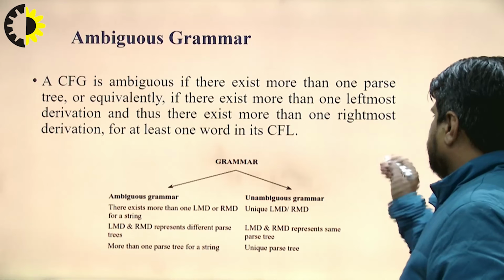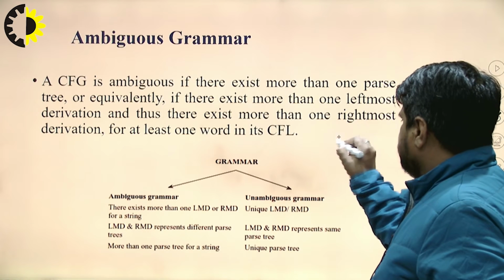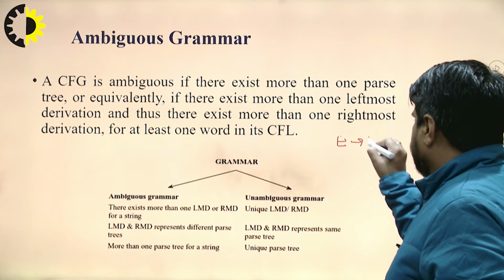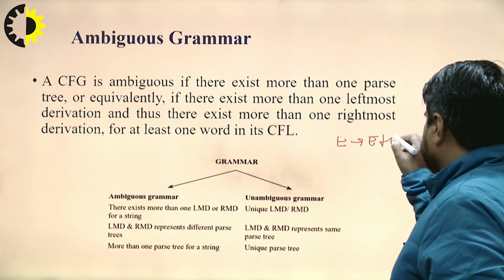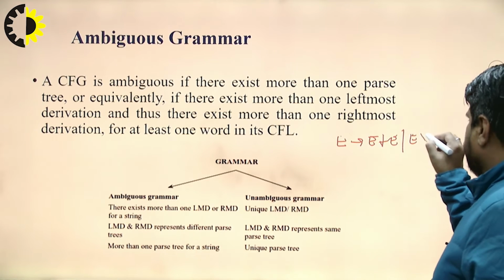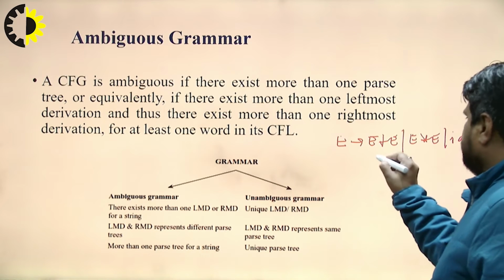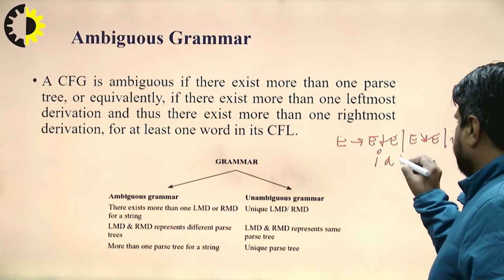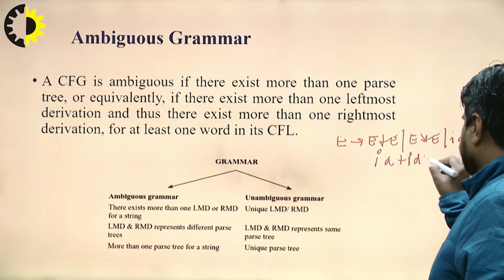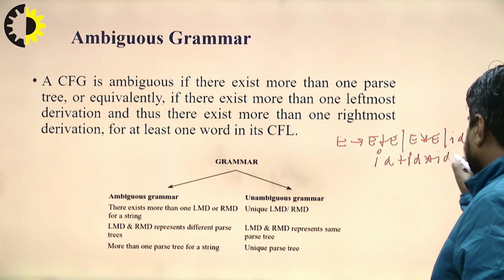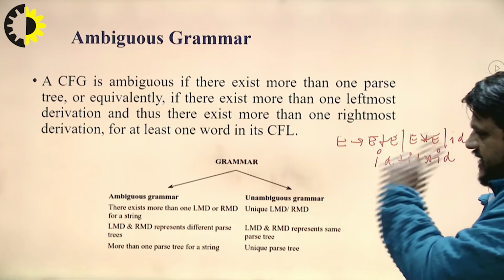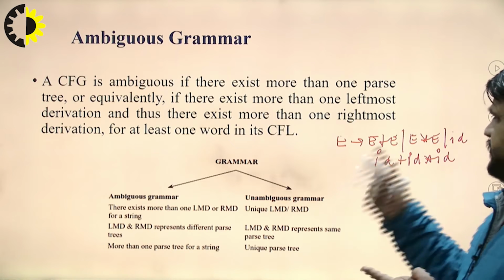Suppose a grammar is given to you: E tends to E plus E, oblique E multiply E, oblique ID. I want to generate the parse tree for ID plus ID multiply by ID, right? By the help of a leftmost derivation, and by the help of a rightmost derivation.